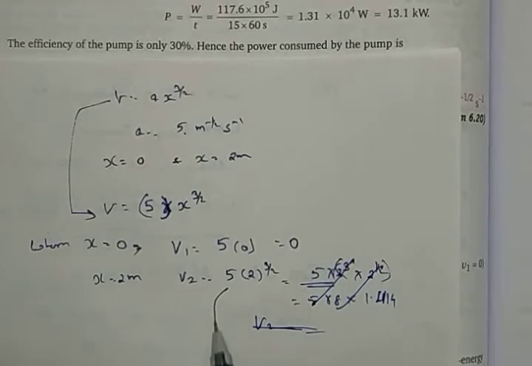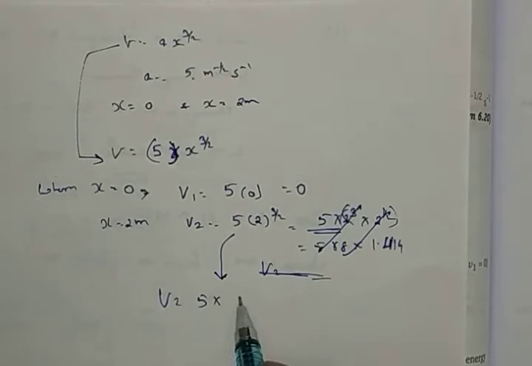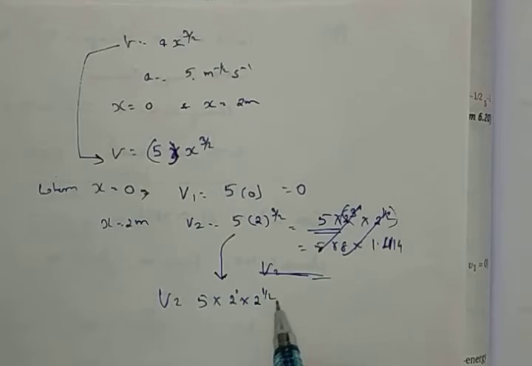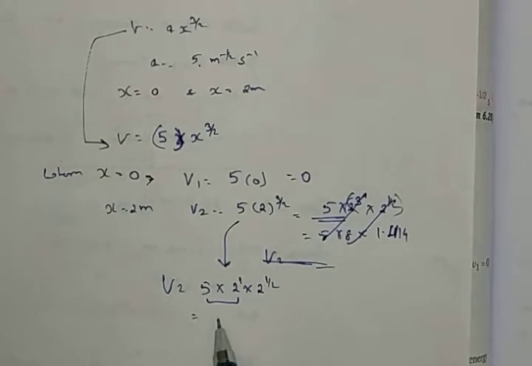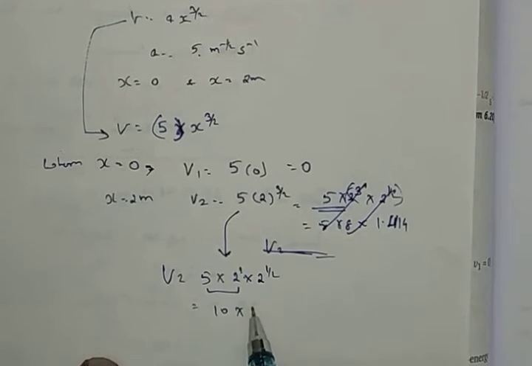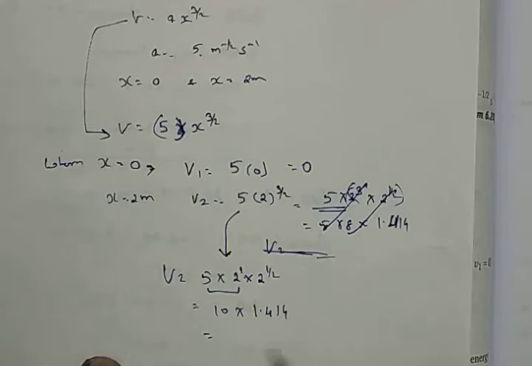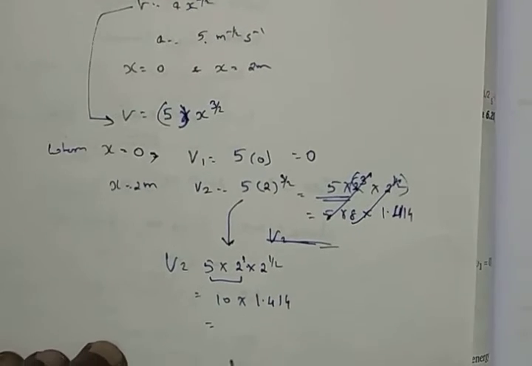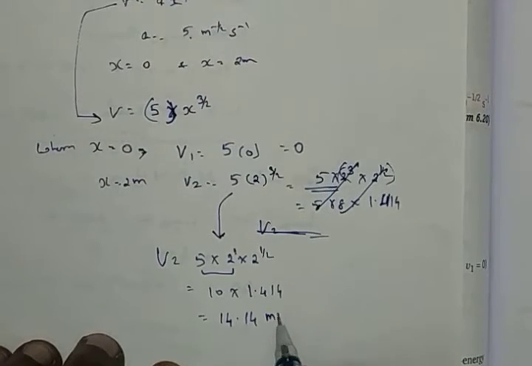I'll just explain again. V2 is equal to 5 into 2 into 2 to the power of 1 into 2 to the power of half. When you add 1 plus half, it is equal to 3 by 2. So it is equal to 5 into 2 is 10, into 1.414. In other words, it is equal to 14.14. So you will get 14.14 meter per second. That is V2.